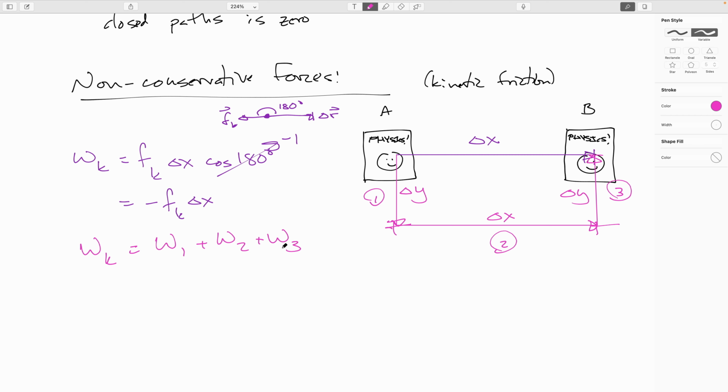So along leg 1, that's going to be the force of kinetic friction times delta y. And now, along leg 1, my delta r is pointing down, my Fk is pointing up. It's still a 180 degree angle because we're opposing the motion. So it'll still be a cosine of 180 degrees. So that's leg 1. Leg 2 is exactly what we had here, so it's going to be Fk delta x times the cosine of 180. And then for leg 3 will be Fk delta y.